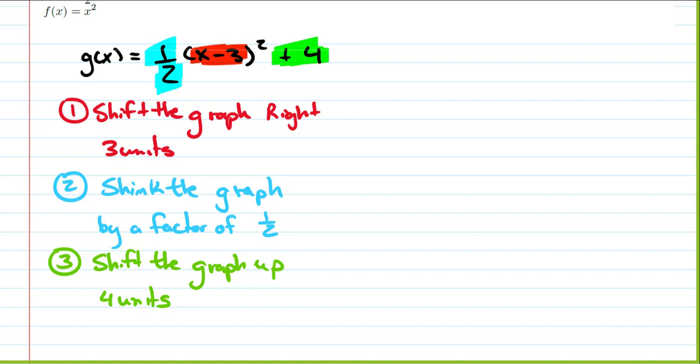So it's going to take our parent function for a parabola, move the parabola 3 units to the right, shrink all the y values by a factor of 1/2, and then move all of the y values up 4 units.